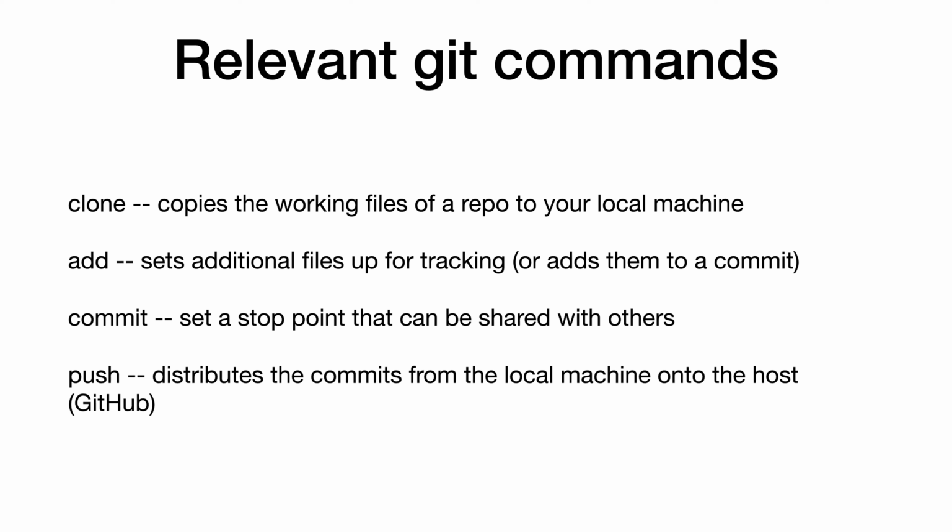So the relevant Git commands that you'll hear in the other videos in this series that will be useful to know are, first, clone. Clone makes a copy of a Git repository, whether it's off of GitHub or off of another machine, but it basically makes a working copy of all of the files in that repository on the machine that you're actually working on. So it takes it from the server and puts it on your local machine. Next, add.